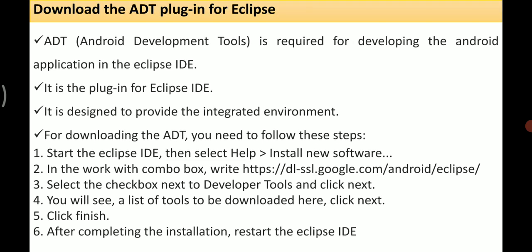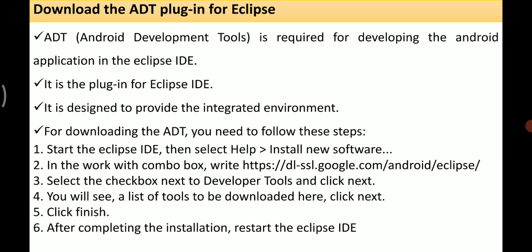Next we download the ADT plugin for Eclipse. ADT full form is Android Development Tools. This Android Development Tools is required for developing Android applications in the Eclipse IDE. It is a plugin for the Eclipse IDE and is mainly designed to provide an integrated environment. For downloading the Android Development Tools, we need to follow certain steps.